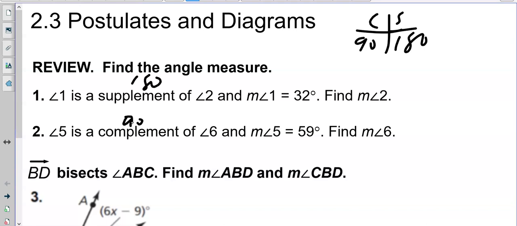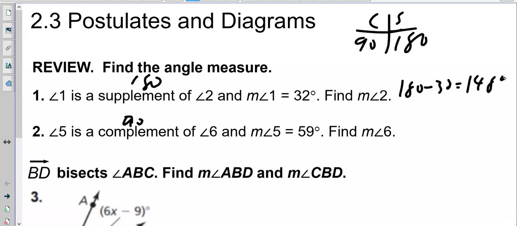And 1 is 32, so we're just going to do 180 minus 32, which will give us 180 minus 30. You can do this in your head. You don't need a calculator. 180 minus 30 is 150, and then minus 2 more is 148.